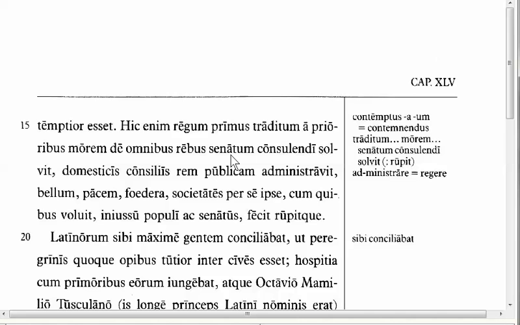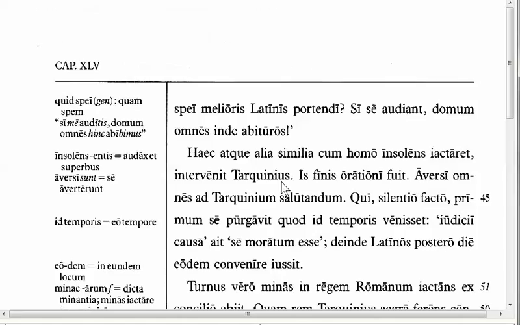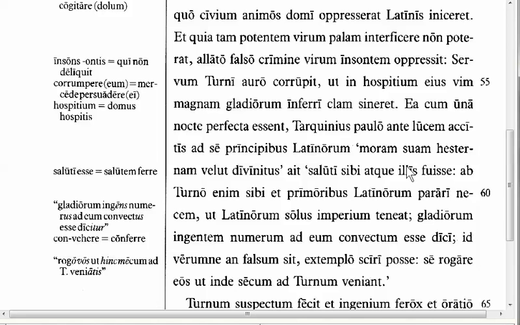The next new feature is in line 59. And here, we will start up here with ea. Ea comuna nocte perfecta essent, Tarquinius paulo ante lucem accitis ad se principibus Latinorum, moram suam hesternam velut divinitus ait salutis ibi atque illis fuisse. We'll stop there.